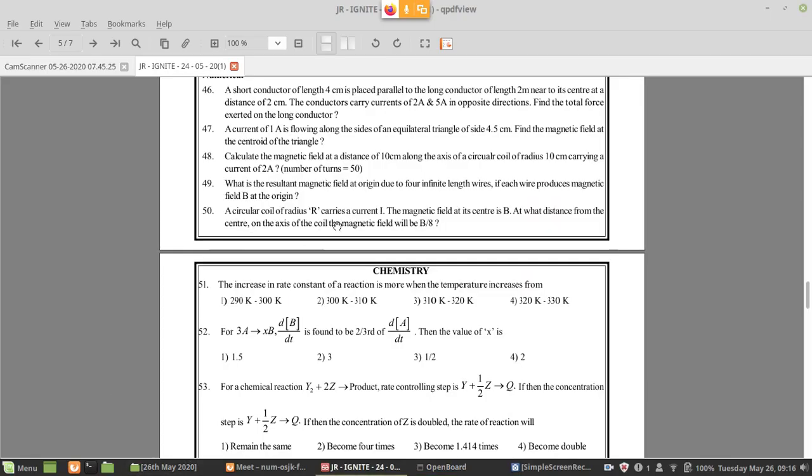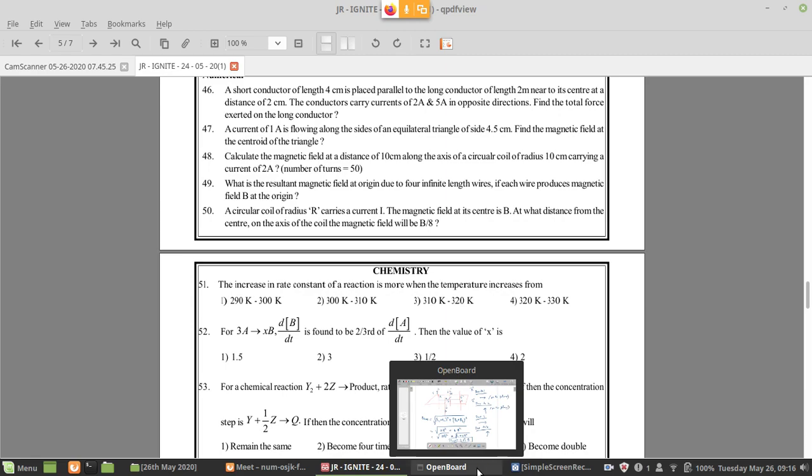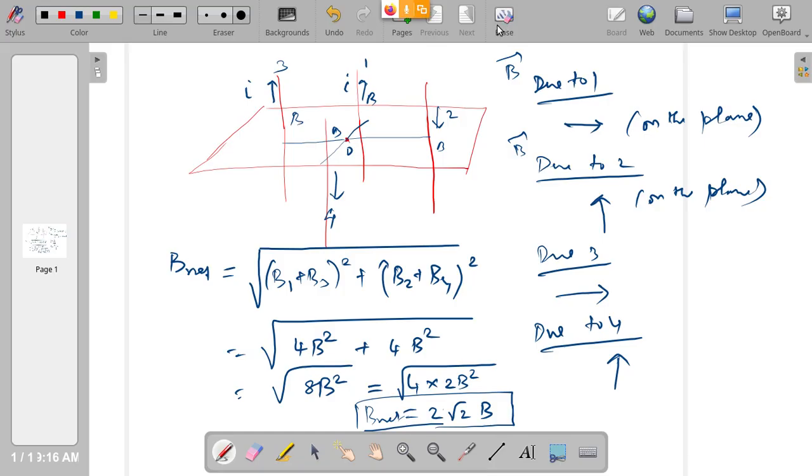Right. So 50th question. A circular coil of radius R carries a current I. In the class, I think we discussed this is 1/8 if you have to do. That is magnetic field at the center and at the axis we have to compare. At the axis it is 1/8 of the distance. What is the magnetic field? Therefore, that is the question. What is the distance at which this will happen?